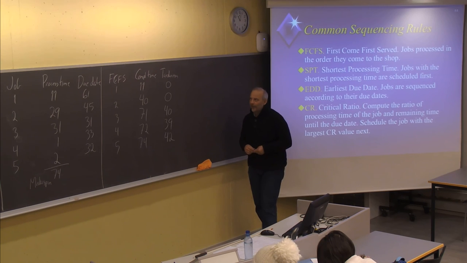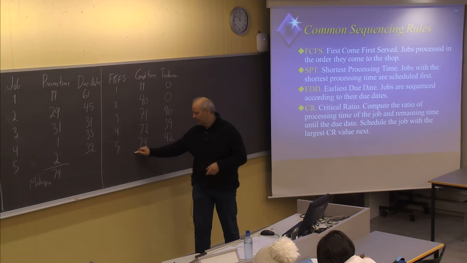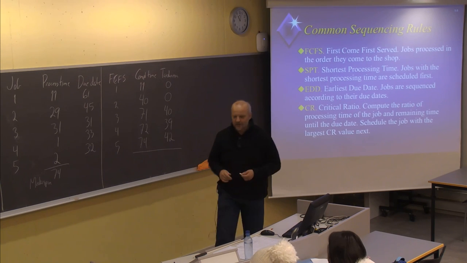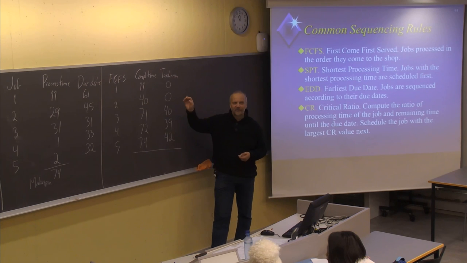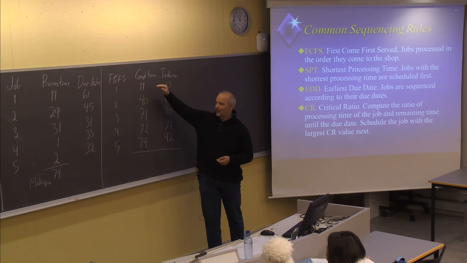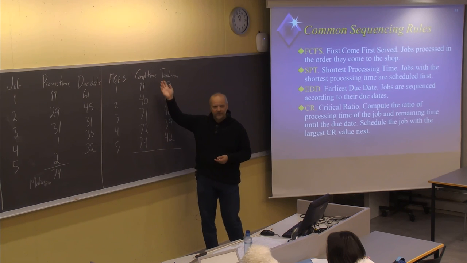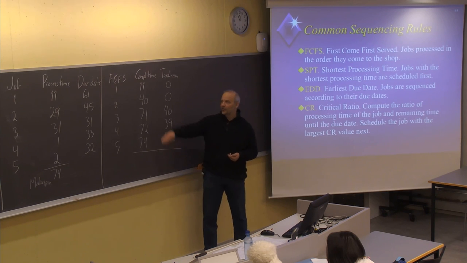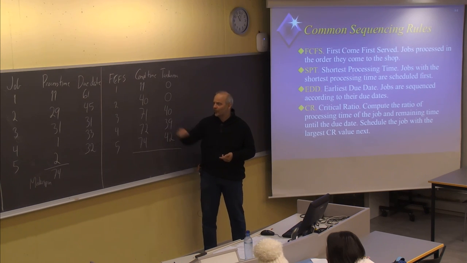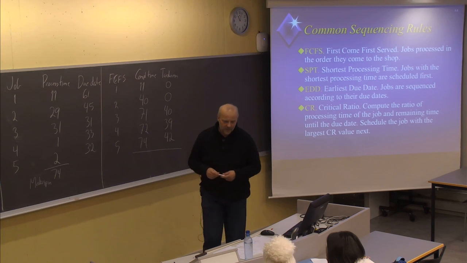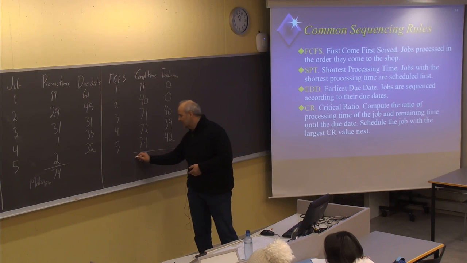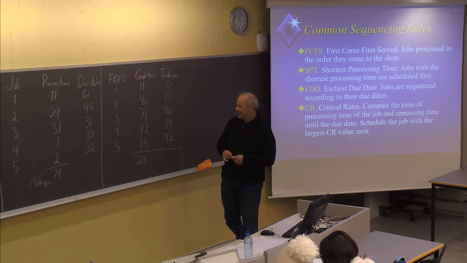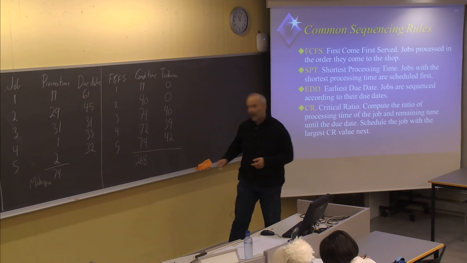Now we can find the sum of these columns here. And we can see that the completion time here is actually the same as the flow time, because the flow time is the time from zero, when you start this plan, until each job is finished. So the flow time for job number one is 11, flow time for job number two is 40. And if we now sum all these together, we get a total of 268. And if we sum these tardiness together, we get 121.